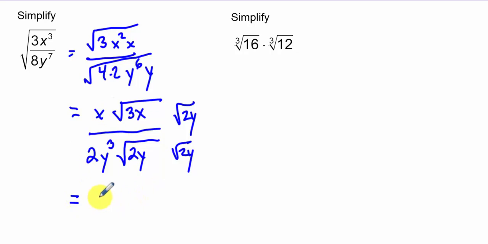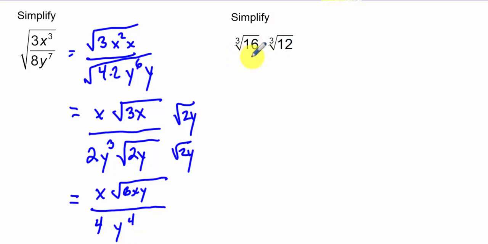So in my numerator now, I have x and the root of 6xy. And in the bottom, I have a root 2 and a root 2, which is a root 4, which is 2, times a 2, which is 4. And then root y and root y is root y squared. The square root of that is y, so that's y to the 4th.